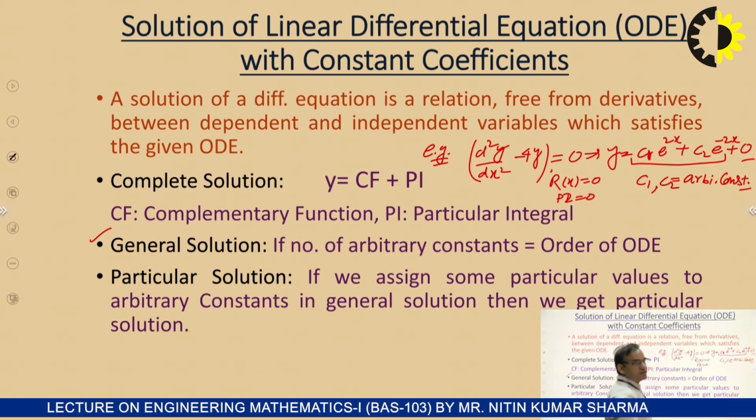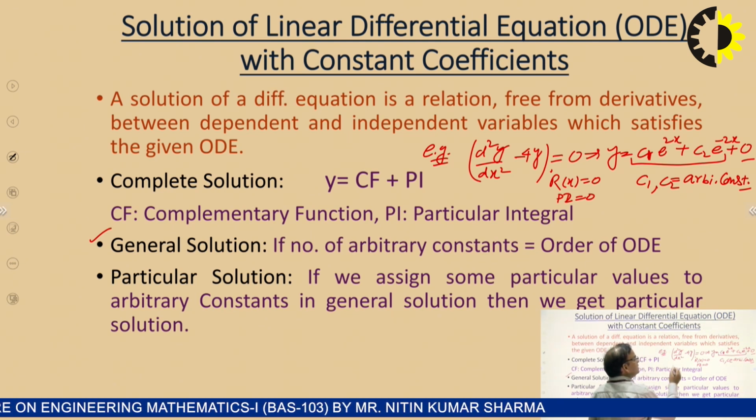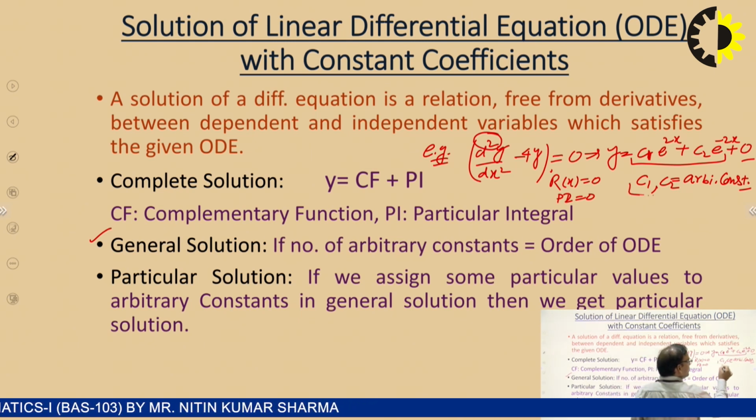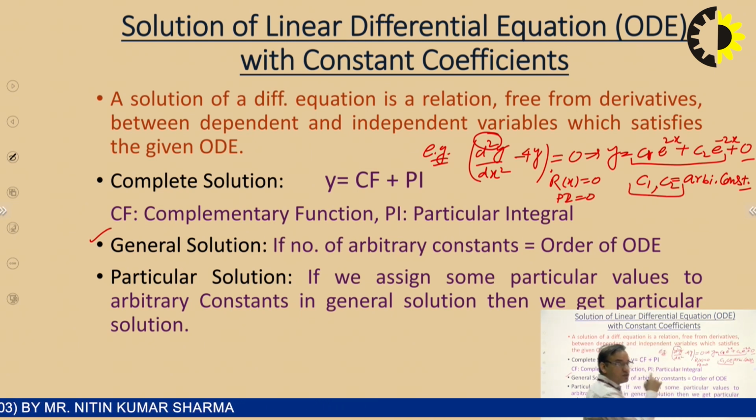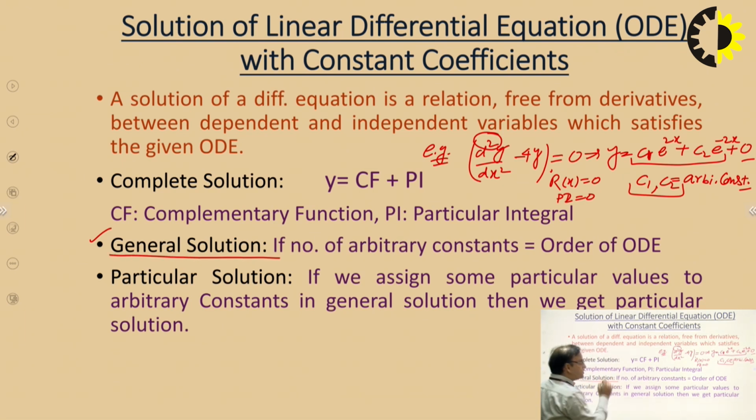These are the arbitrary constants. Now you can observe that the order of this equation is 2 and the number of arbitrary constants is 2. So this is the general solution of the given ordinary differential equation with constant coefficients. Next is the particular solution. If we assign some particular values to the arbitrary constants in the general solution, then we get the particular solution.